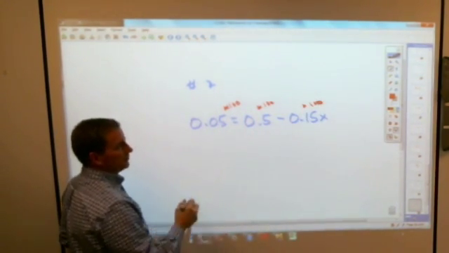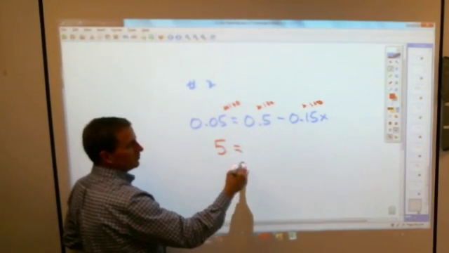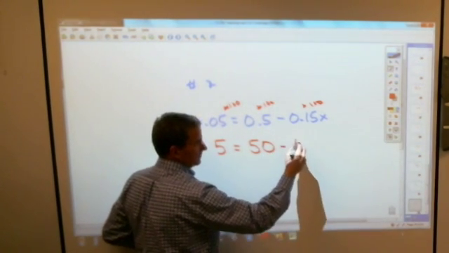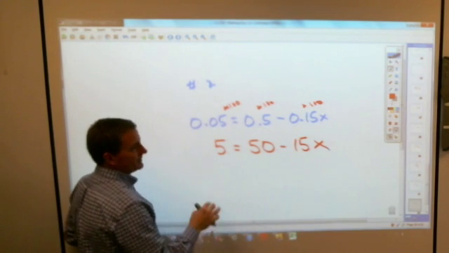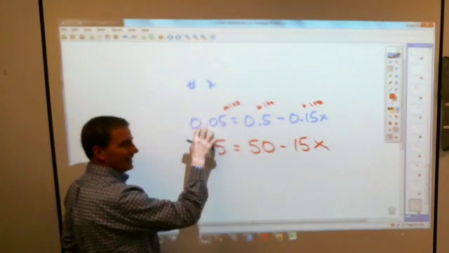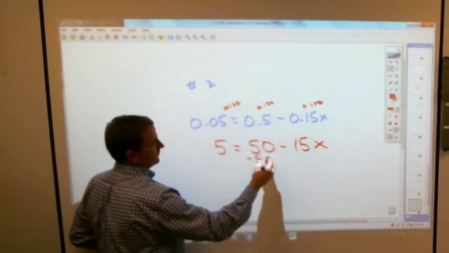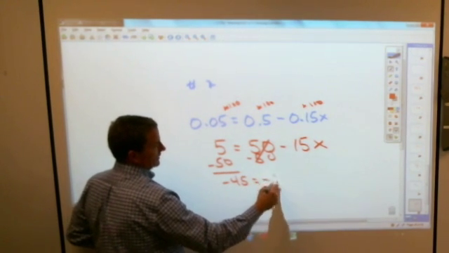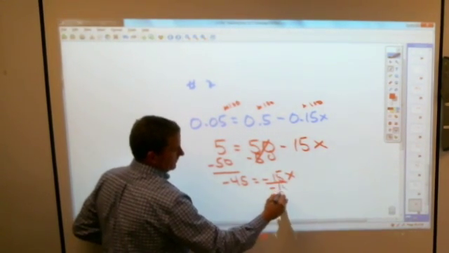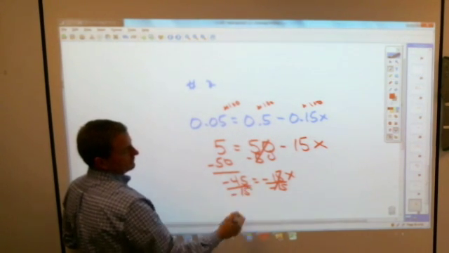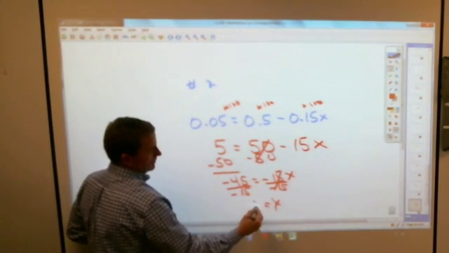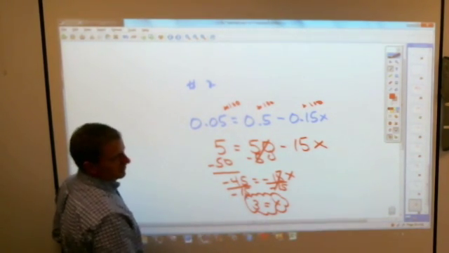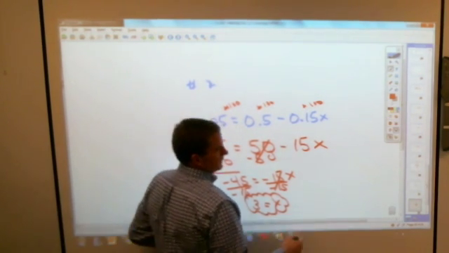If you multiply by 100, you would get 5 equals, you just have to be careful that you are moving the decimal 2 places, 50 minus 15x. Does this not look a lot nicer to solve than that did? And you just subtract your 50. Subtract your 50, you get negative 45, and that equals negative 15x. Divide by negative 15, divide by negative 15, and x then equals 3. You still can work it the hard way and use all the decimals and stuff, but this way I think you'll find yourself in a little bit better place.